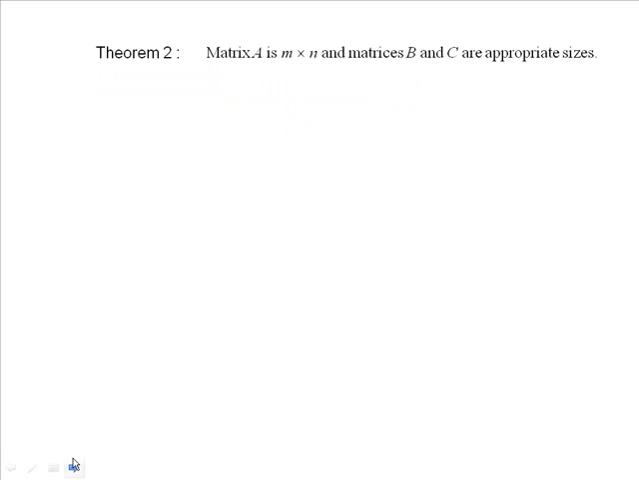Now let's look at theorem 2. Matrix A is m by n, and matrices B and C are appropriate sizes for the multiplication we'll look at. So first, we can change the grouping when we're multiplying matrices. If I multiply A times the group B times C, that is equivalent to multiplying A times B, then times the matrix C. I can distribute A times the sum of B plus C is equivalent to A times my matrix B plus A times my matrix C.